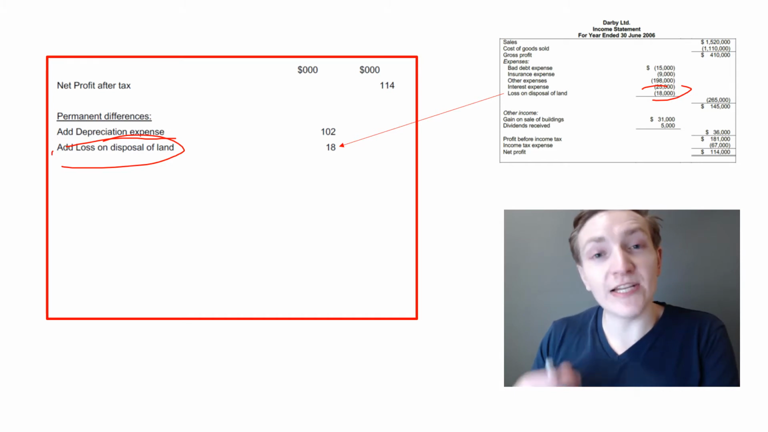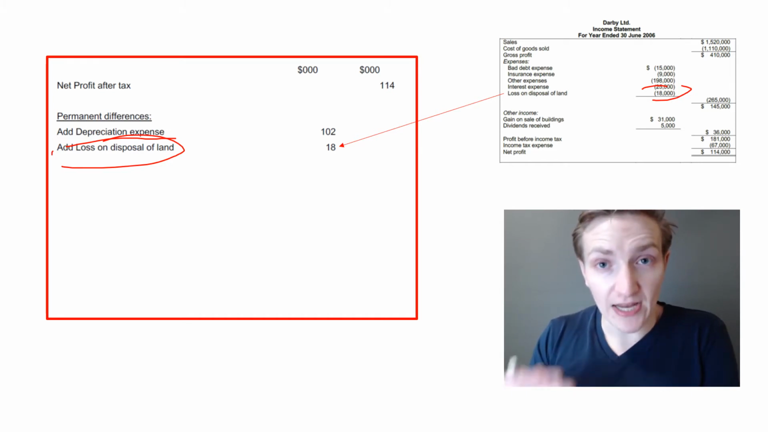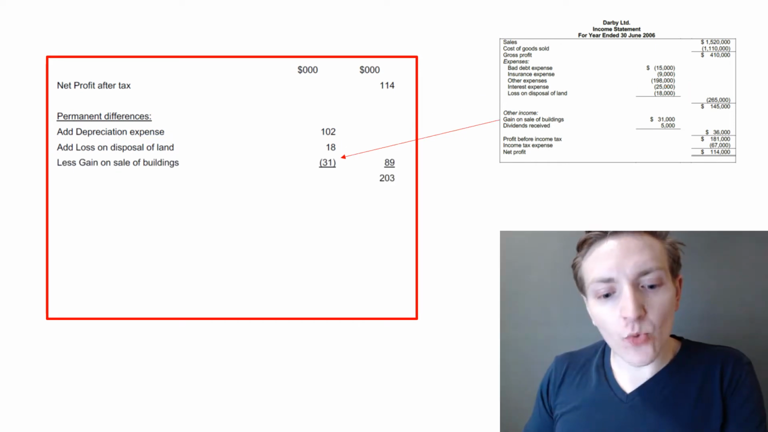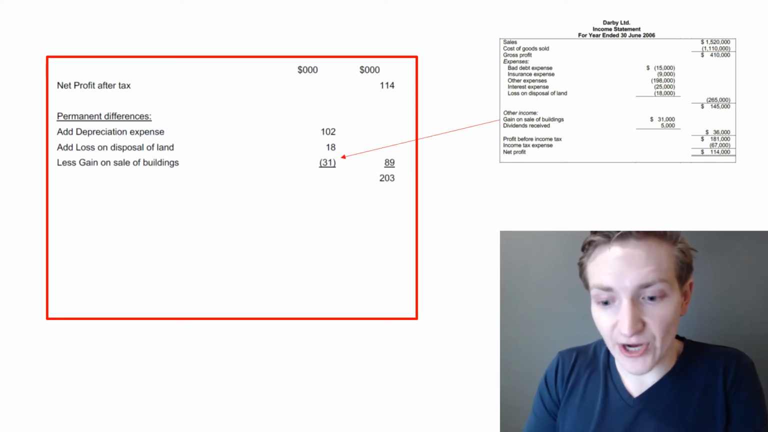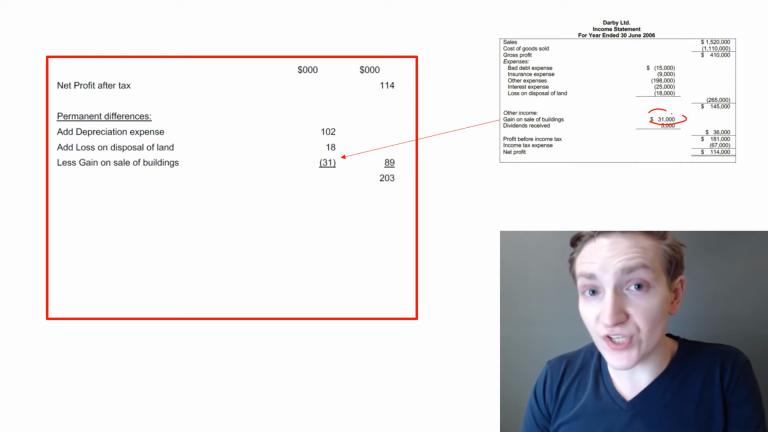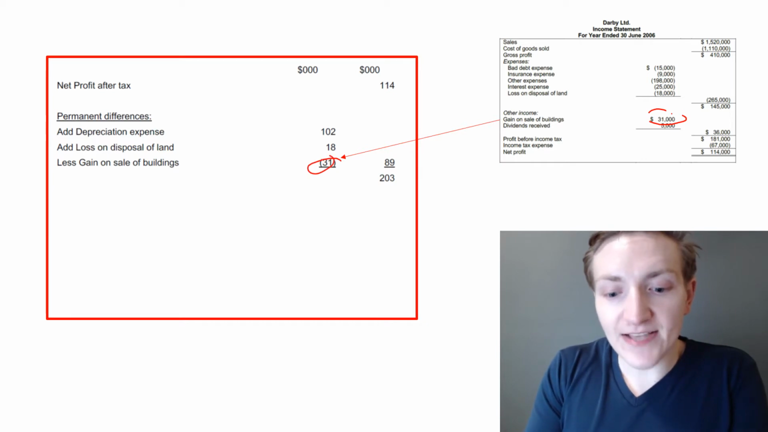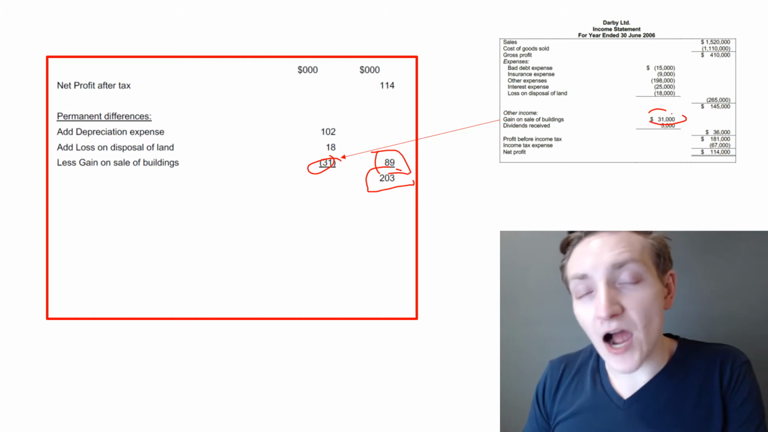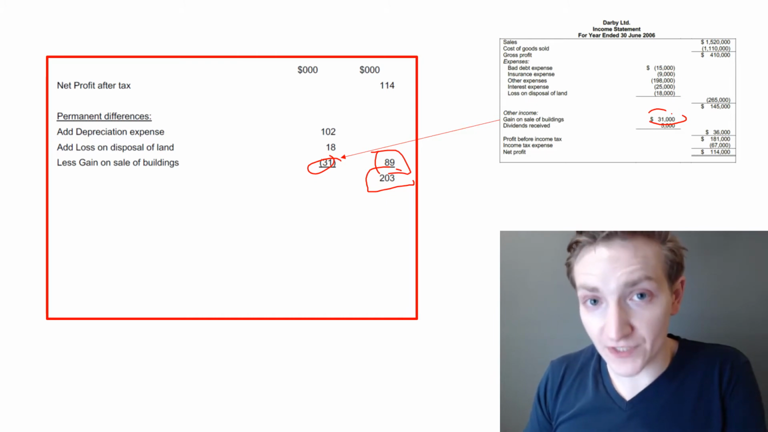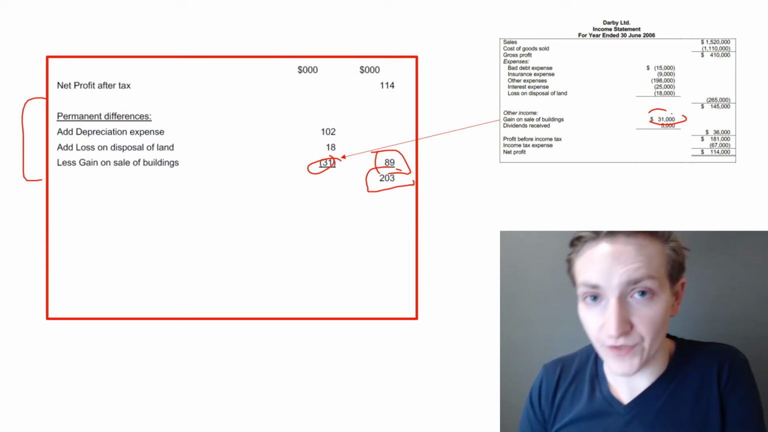What we need to do is add that back because that's a non-cash reduction in our profit. We can do similarly with the gain on sale. But obviously here the gain on sale is increasing our profit even though it's not a cash flow. So we need to subtract it off. And this then gives rise to our total permanent differences so far and our total change to our net profit after tax so far.